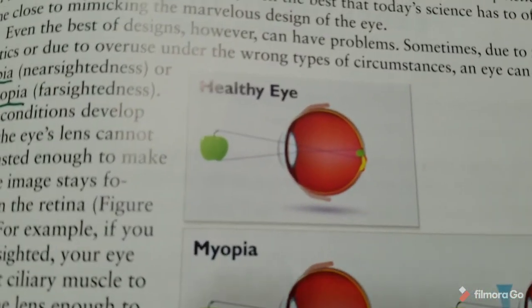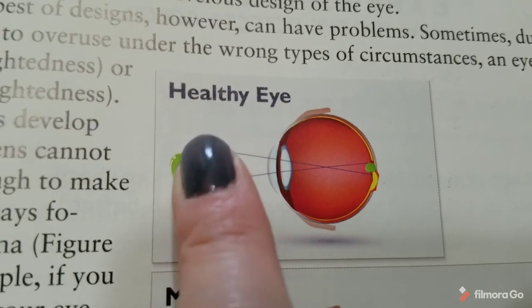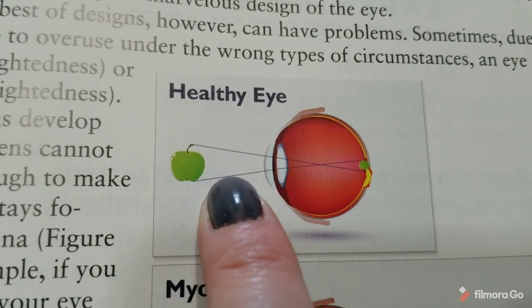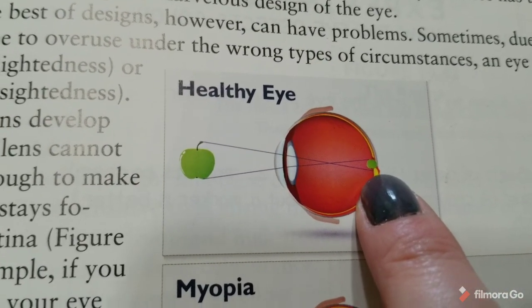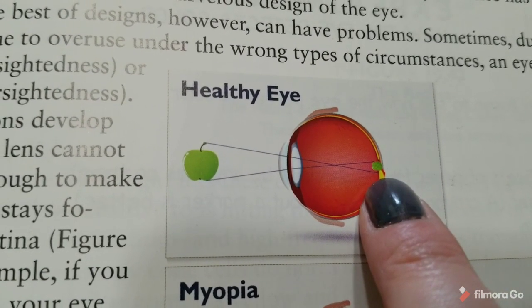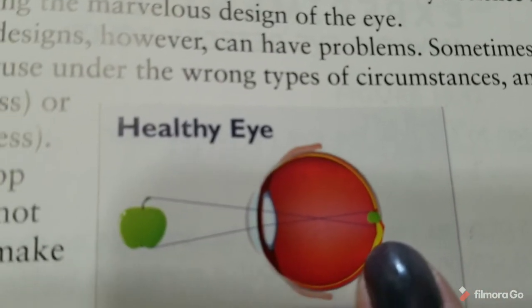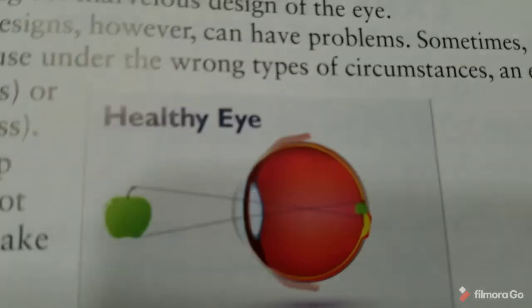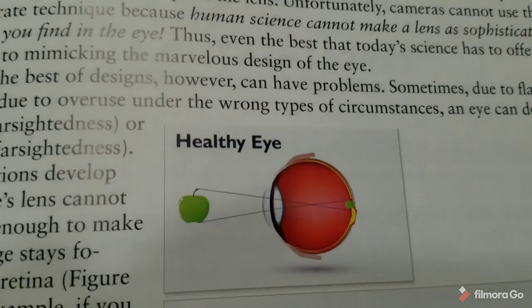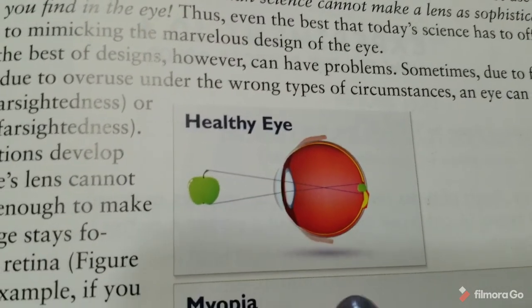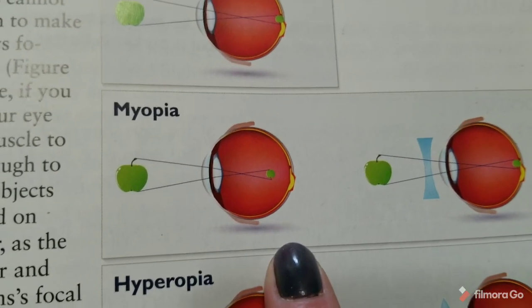Okay, so we're going to talk about nearsightedness and farsightedness. So this is what a healthy eye does. It takes an image, any image, top to bottom, and it focuses it on the fovea. And it would be upside down in the image. You can kind of see really closely, that's an upside down apple. However, your brain knows to flip that around again. And myopia is another word for nearsightedness.